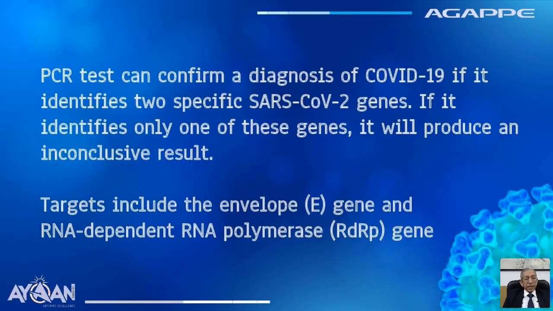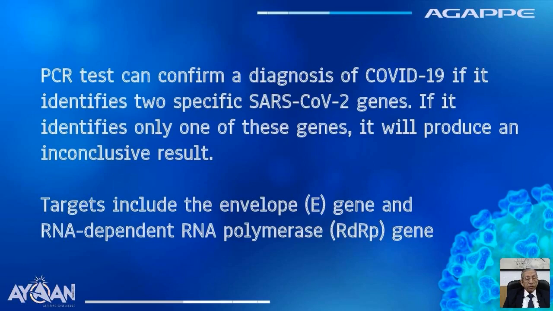So the PCR test can confirm a diagnosis of COVID-19 if it identifies two specific viral genes. If it identifies only one gene, then it will produce an inconclusive result. The targets include the envelope E gene and the RNA-dependent RNA polymerase gene. These are the two genes that are tested here. And if both of them are positive, then we say that the test is positive.